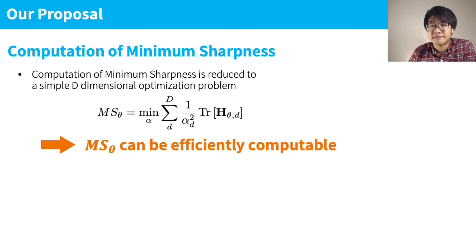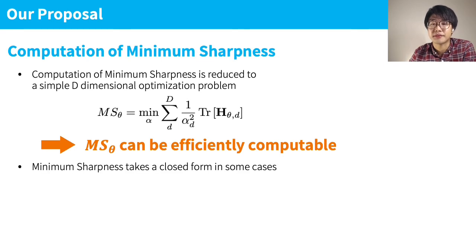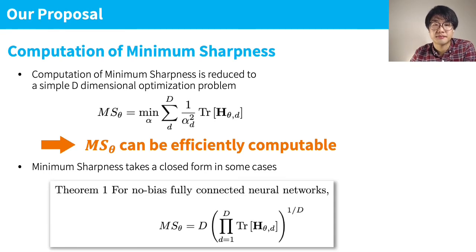Even further, we prove that the minimum sharpness takes a closed form when the architecture is a no-bias, fully connected neural network. Specifically, this is the actual closed form.